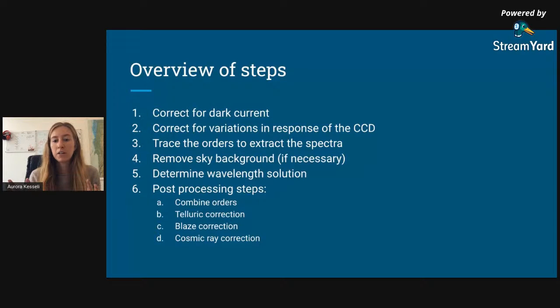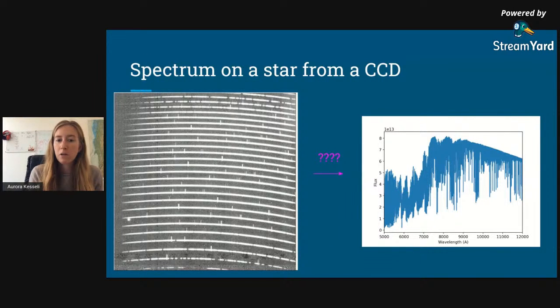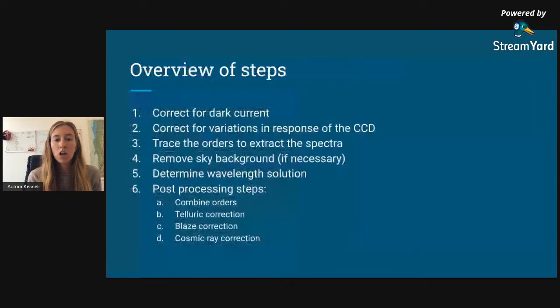And so if you go back here, we can see that we have all of the different orders, but we have no idea what wavelength corresponds to what pixel. And so we'll talk about how you can use different calibration frames to get a wavelength solution. And then lastly, we'll talk about post-processing steps. So this is after we have a 1D spectrum, how do we make it look better?